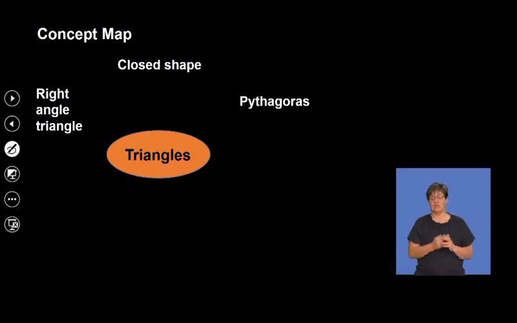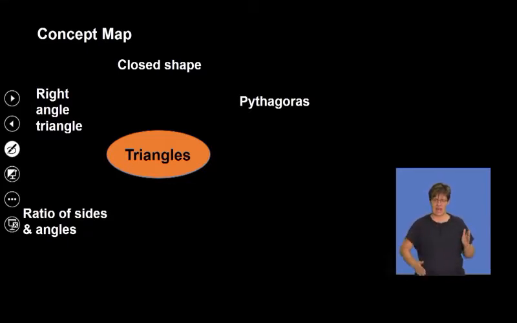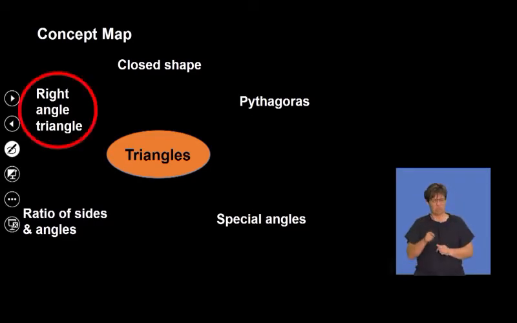Also, we're then going to jump into Pythagoras' theorem, because with the right-angled triangle we can use the theorem of Pythagoras, which we'll look at at a later stage. Then also, we look at ratios of sides and angles as well. Then lastly, we're going to talk about the concept of special angles and exactly what it is that they are about. But now, let's just look at what right-angled triangles are.